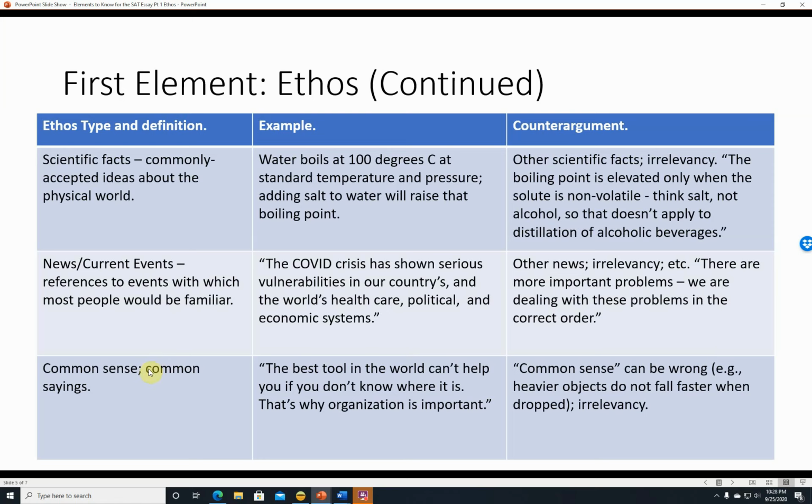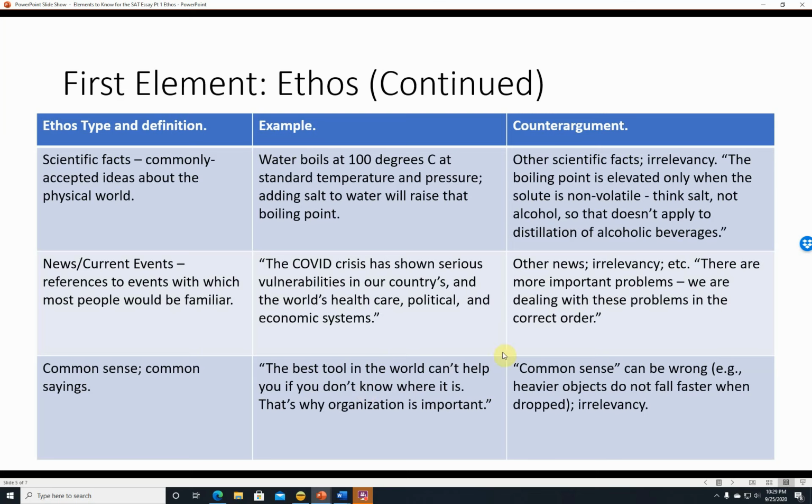Okay, common sense, common sayings. The best tool in the world can't help you if you don't know where it is. That's why organization is important. So you could say the author cites to the common sense principle that organization is important because if things are cluttered and disorganized, it makes it very difficult to finish a job, especially if you can't find important tools or materials you need to complete the job.